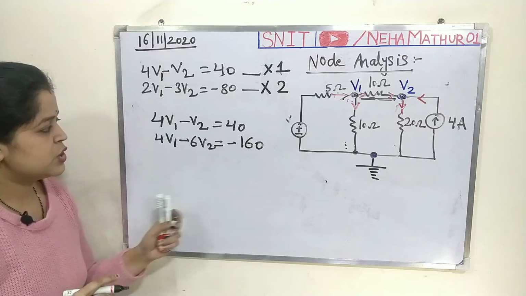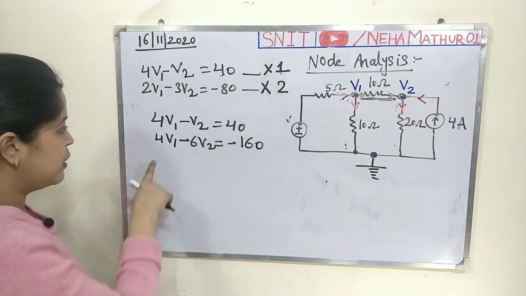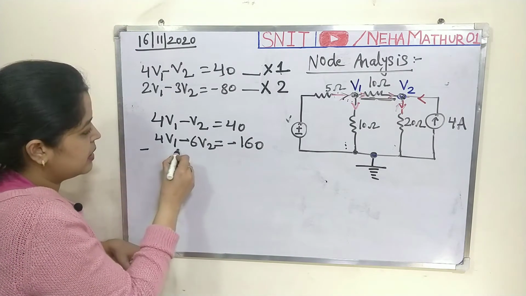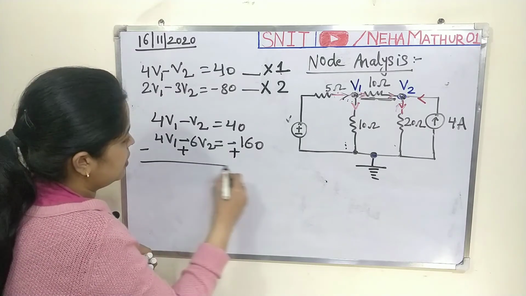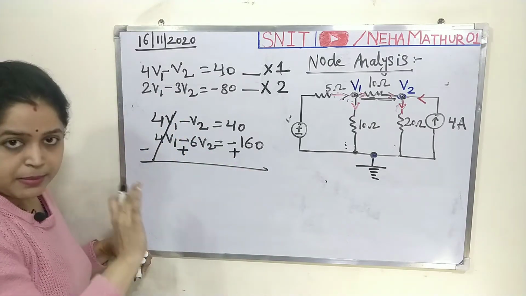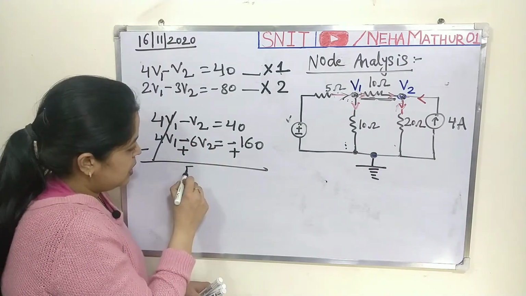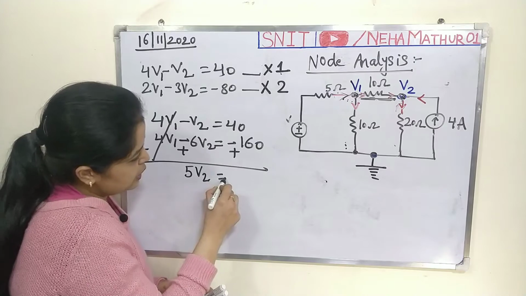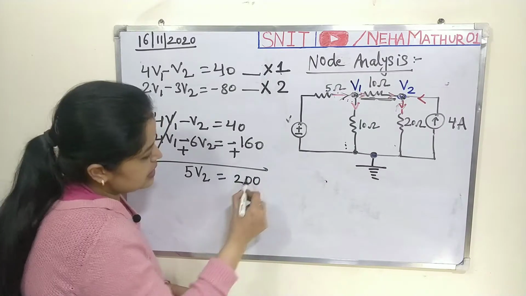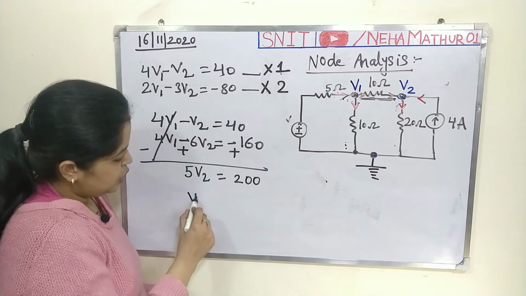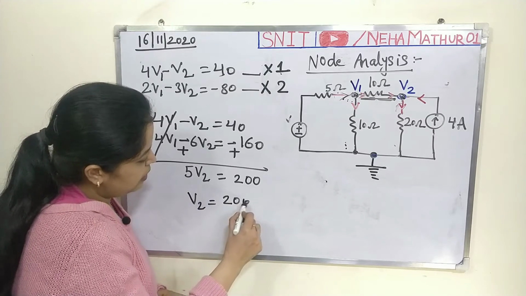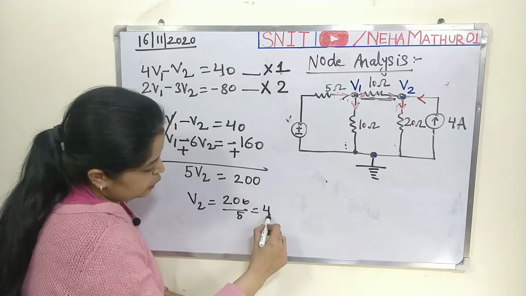So now you have these two equations and you want to eliminate V1, that means you will have to subtract, and after the subtraction it will be eliminated. Now you have 6 V2 minus V2. So it will be 5 V2 is equal to 40 plus 160, 200. So your V2 is going to be 200 divided by 5, 40 volt.